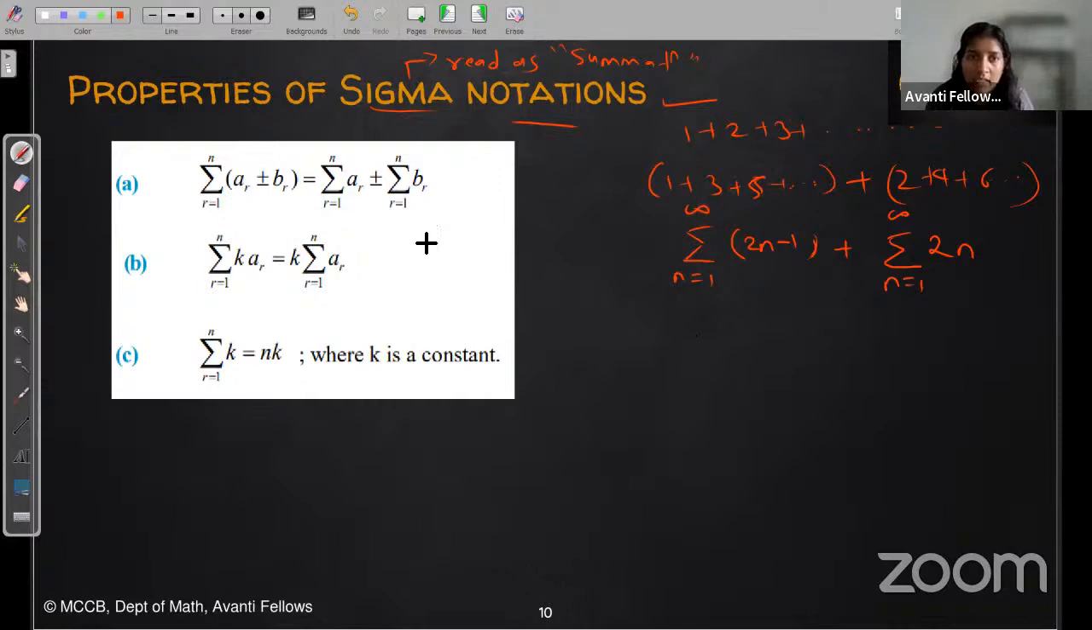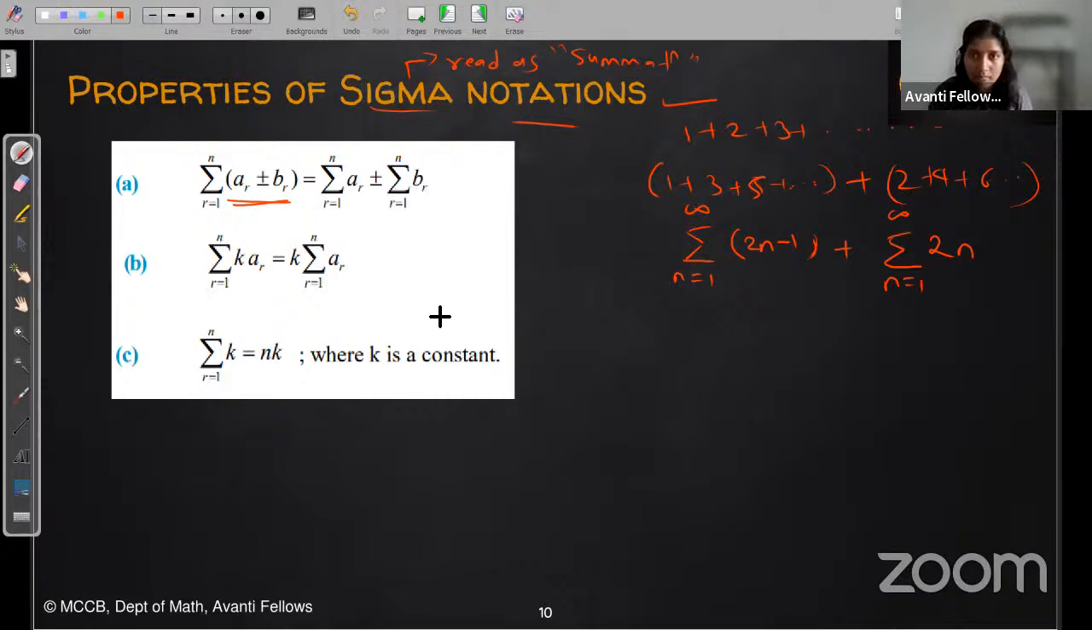So you can observe here, I am writing the summation of this as the summation of odd numbers plus the summation of even numbers, right? So we can split the summation. If we have something like this, we can split it as summation of a_r from r is equal to 1 to n plus or minus summation of b_r from r is equal to 1 to n.